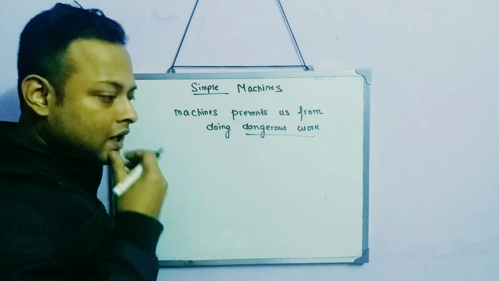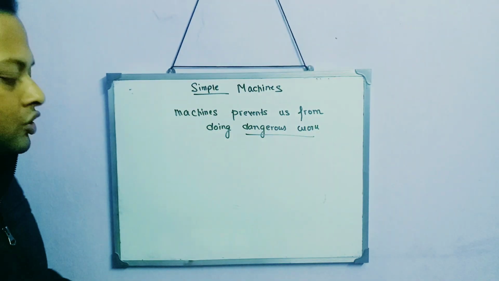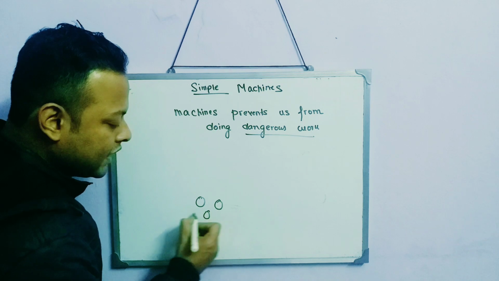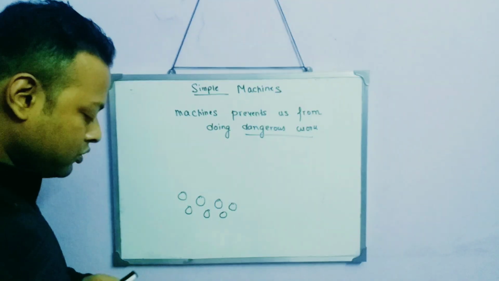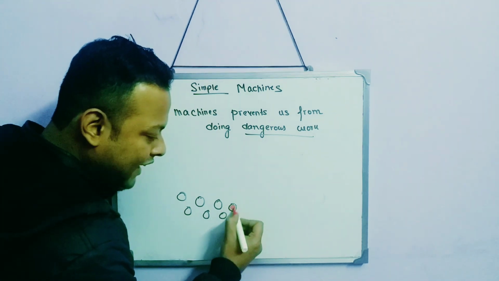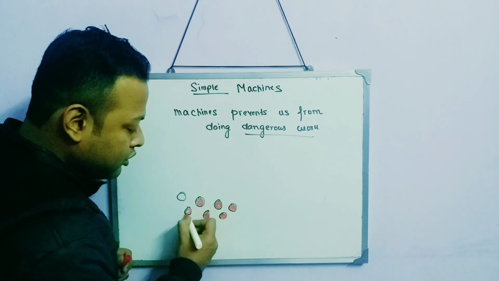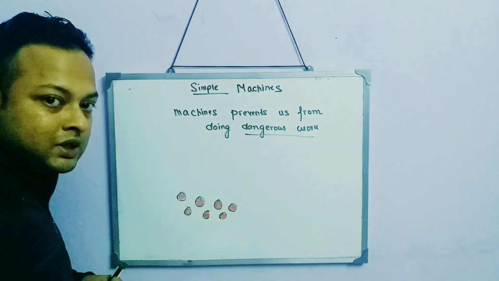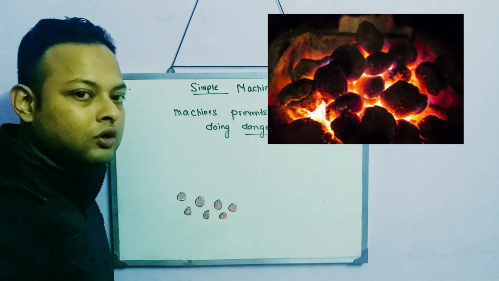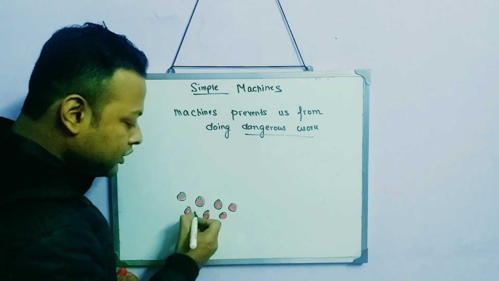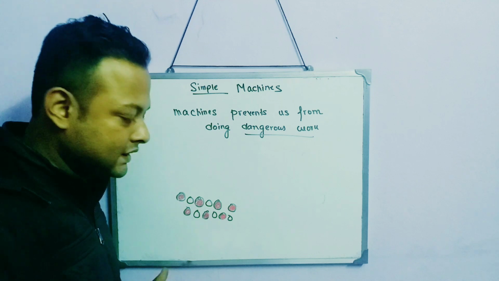How? Over here, suppose I have some burning coals. These are the burning coals I have. Let me make it red to show you this is actually very hot. If you understand what burning coal is, good enough. If you do not understand, this is the picture of burning coal. And you know, touching the burning coal with our bare hand is quite dangerous.